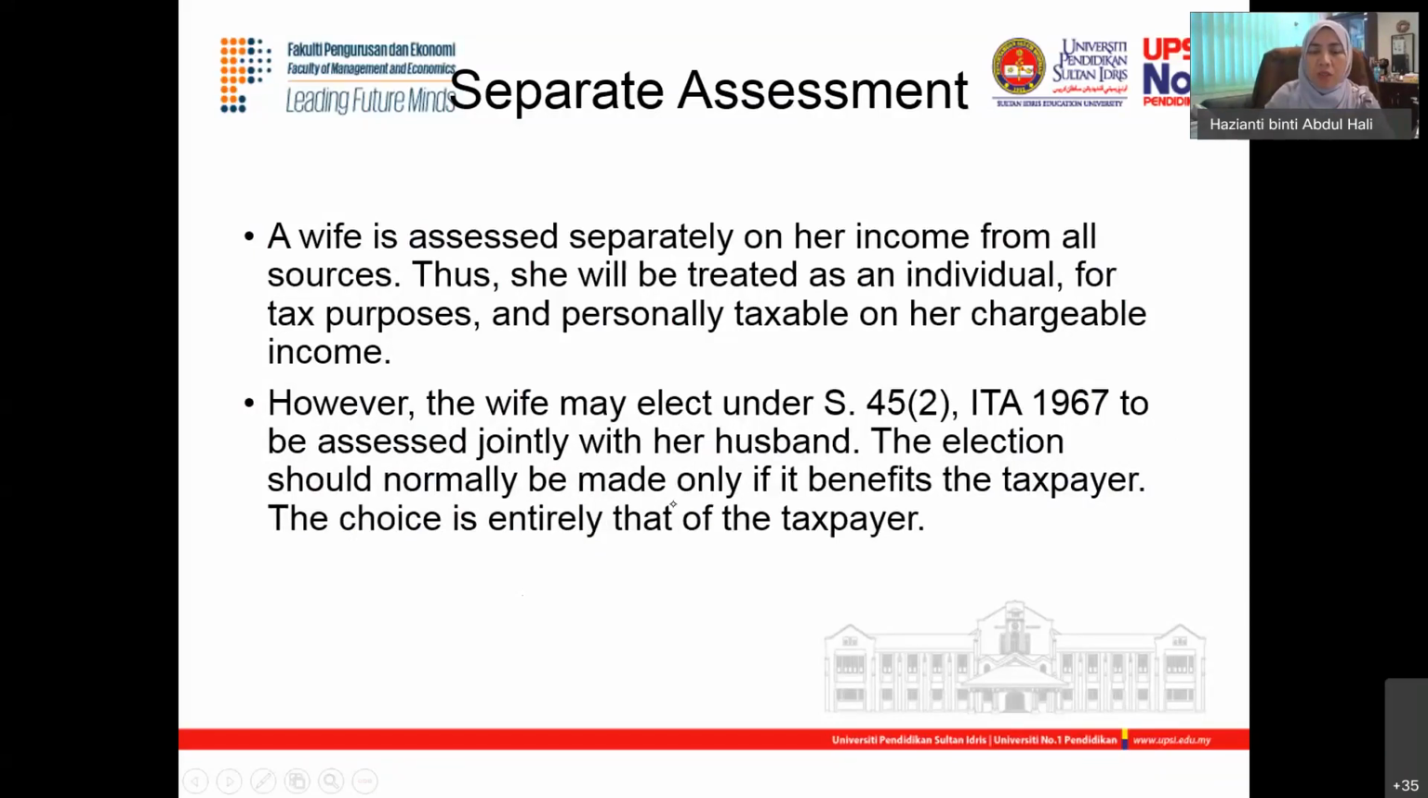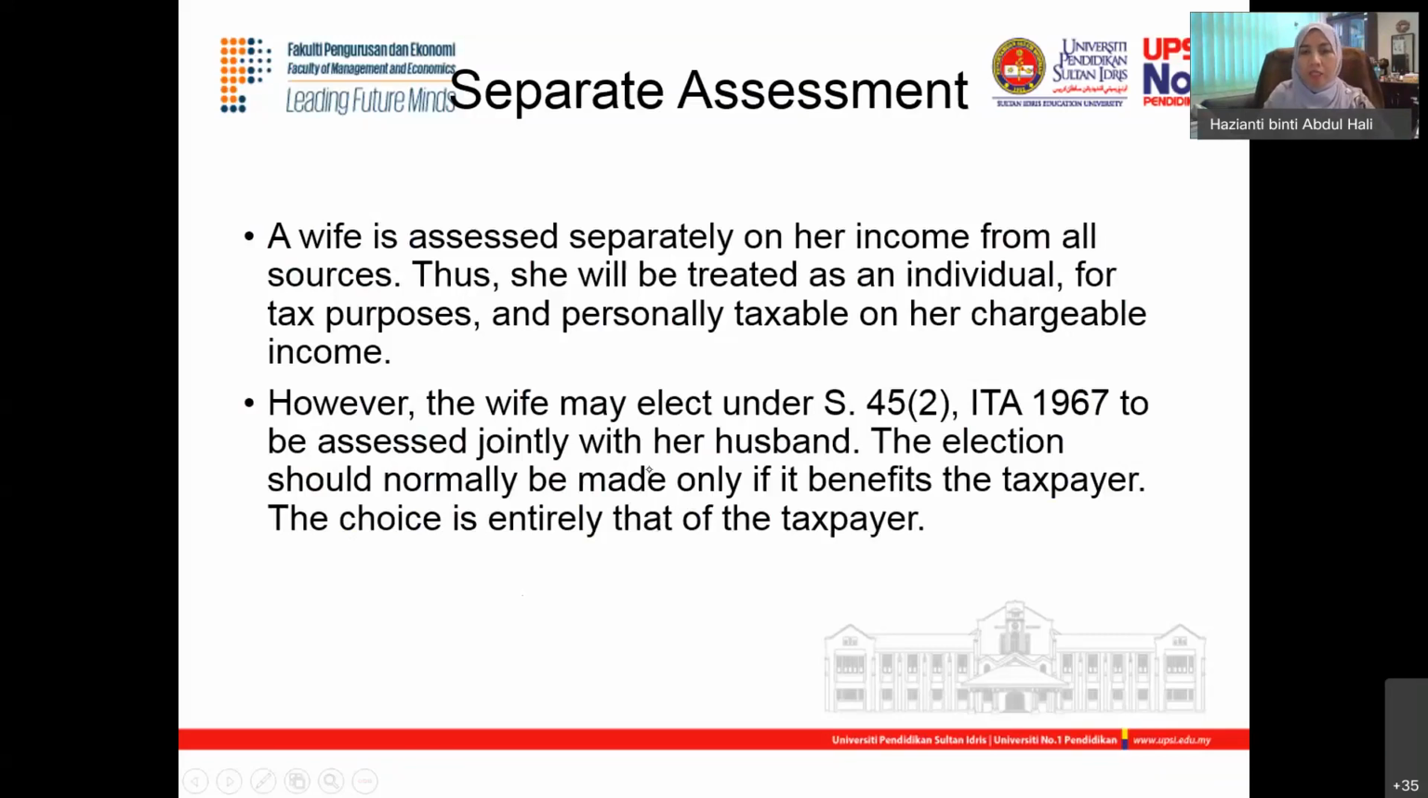And the election should normally be made only if it benefits the taxpayer, and the choice is entirely of the taxpayer. So tak ada paksaan, it can be for a wife to elect under combined assessment or joint assessment or to be assessed separately, depending on the tax planning. So this is where tax planning comes in, because we want to know which one is better.